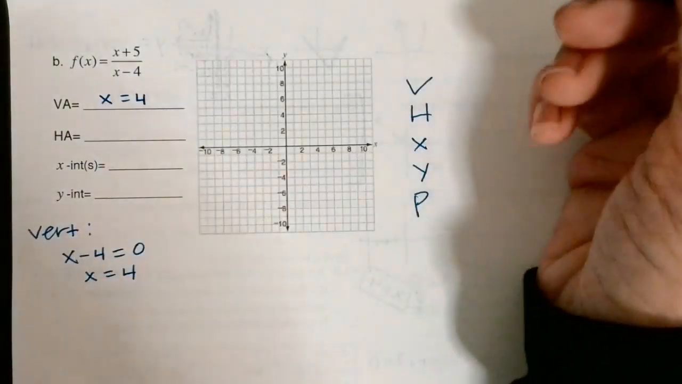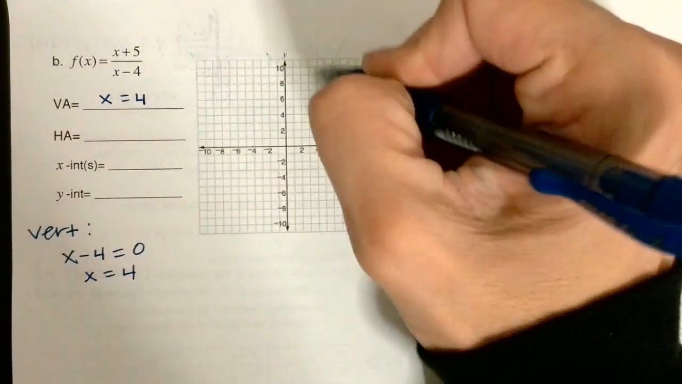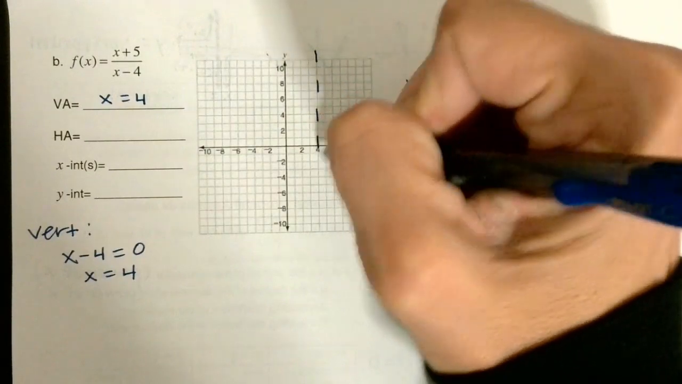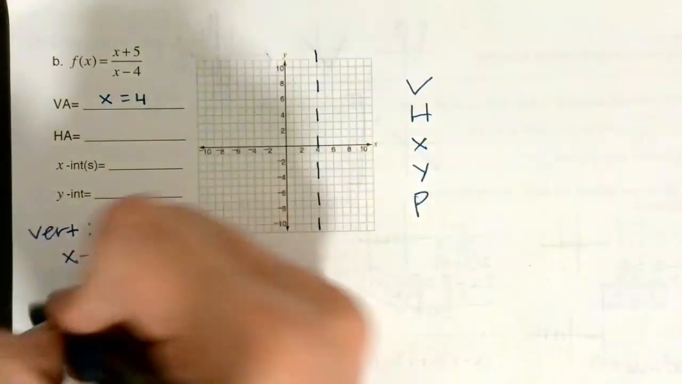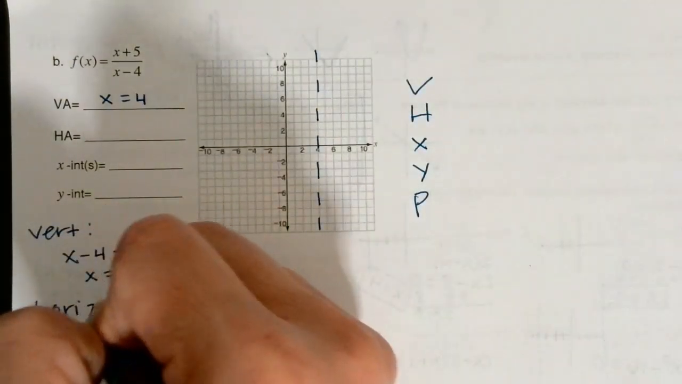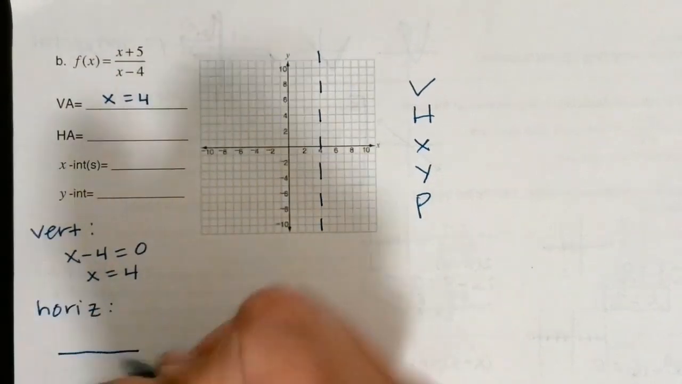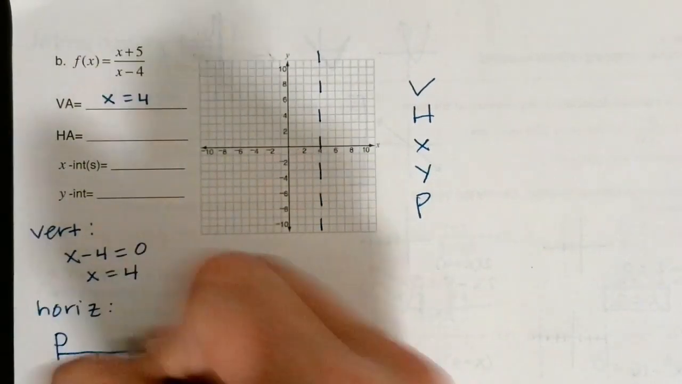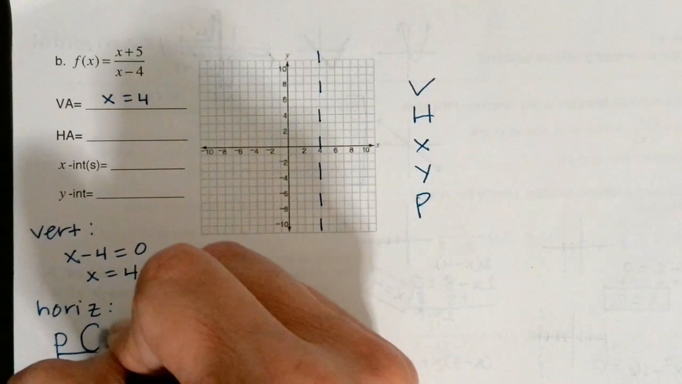V, H, X, Y, P, 4. 1, 2, 3, 4, 5, 6, 7. Horizontal, that's that PQ thingy. Alright, so Miss Wolkin said make this little chart, put a circle in between it.